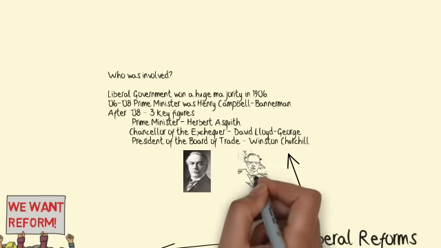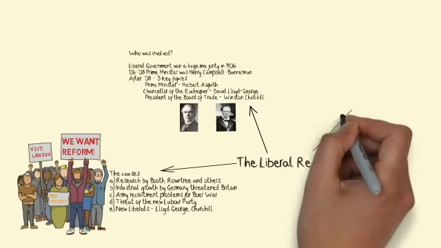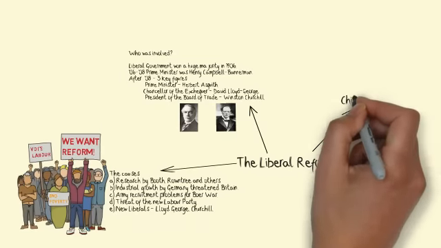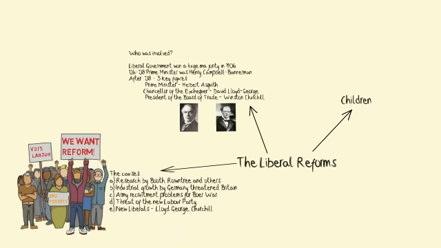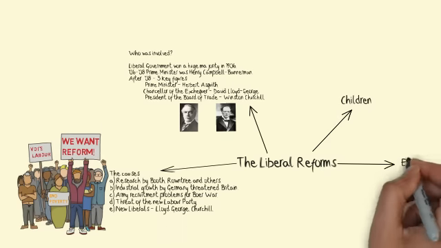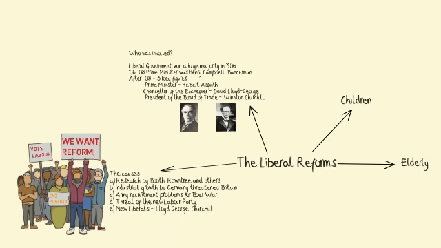The reforms themselves spanned the years 1906 to 1912 and covered legislation around assisting vulnerable groups in society. Children, the elderly, those who were sick, and the unemployed.